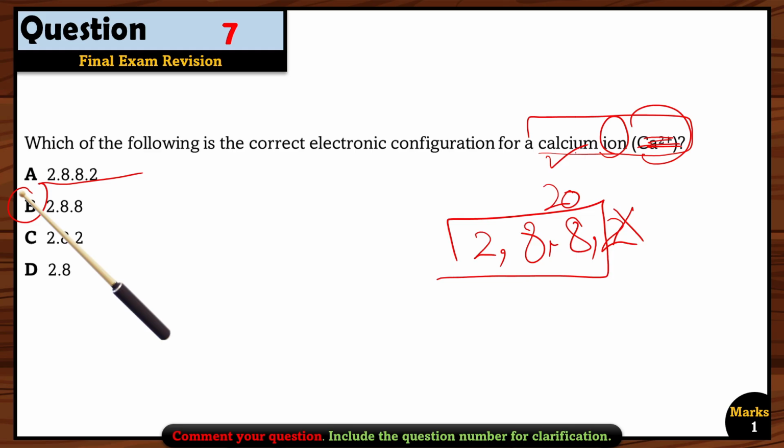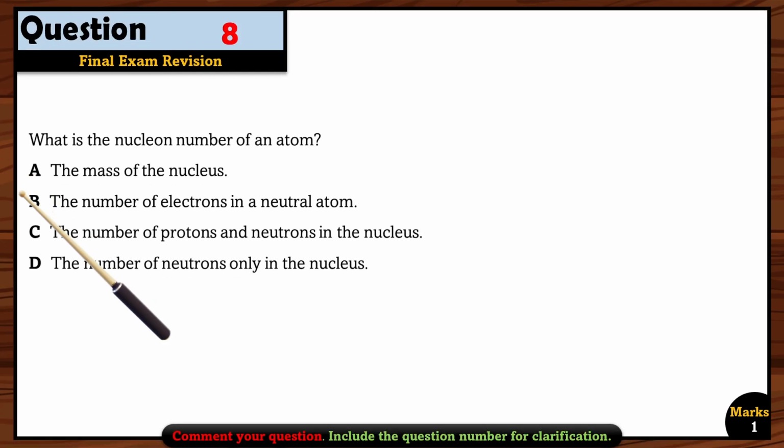In this question, they are asking about the ion, not about the calcium atom. So that's why option B is the right option. Question number 8. What is the nucleon number of an atom?